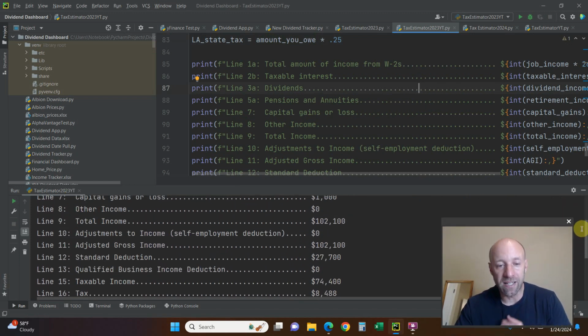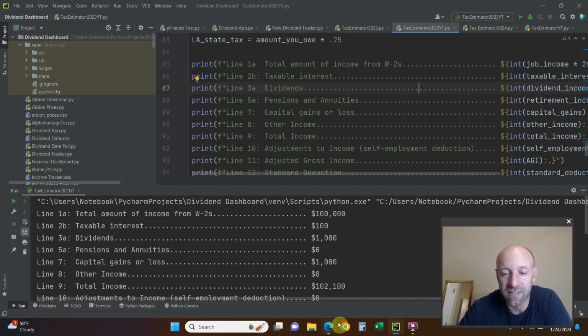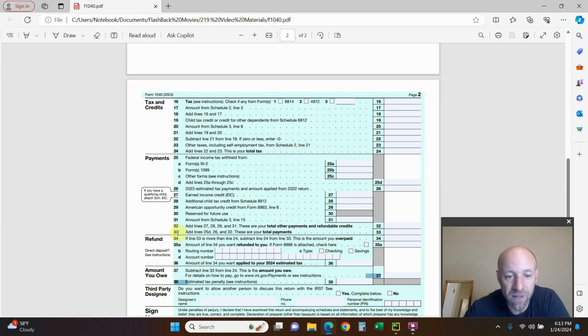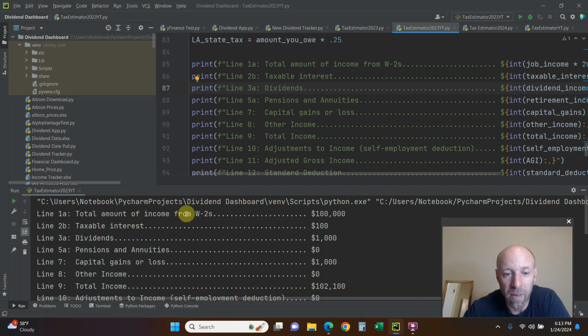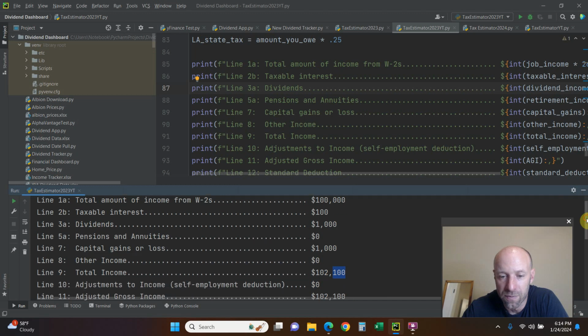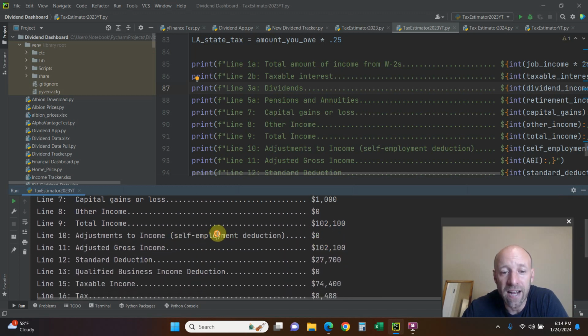All right. And so I kind of made it look similar to what the 1040 looks like. So line 1A, for example, is, let me go back up, total amount from W-2s, total amount of income from W-2s, $100,000. This person had about $100 in taxable interest, $1,000 in dividends, $0 for pensions, $1,000 for capital gains. This person doesn't have other income from a business or YouTube. So the total income together was $102,100. Then, if they had a self-employment deduction or other adjustments, it would reduce it, but this person did not.